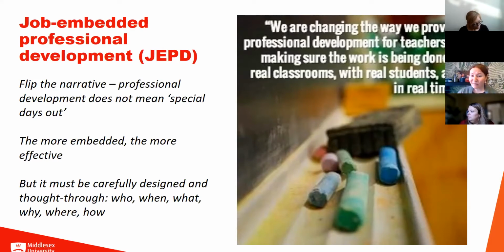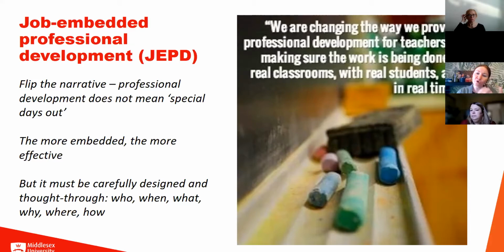It has to be carefully designed and thought through, and here I raise some questions. Who is going to do this job-embedded professional development? Who's going to be in a supporting role? When's it going to happen? What's it going to involve? Why? What's the underlying purpose of it? Where does it happen and how does it happen? All of those things have to be designed and planned, and this is where the strategic leadership comes in.